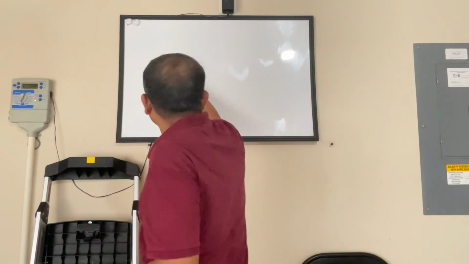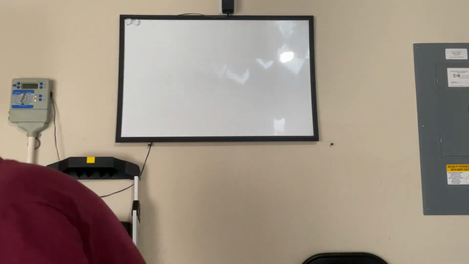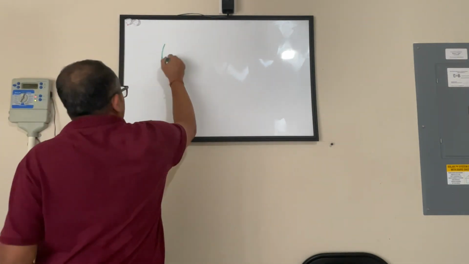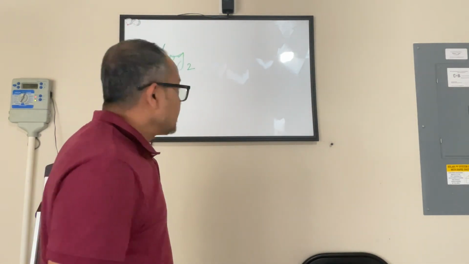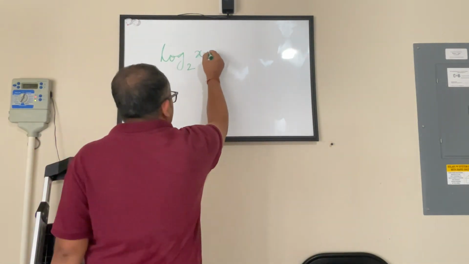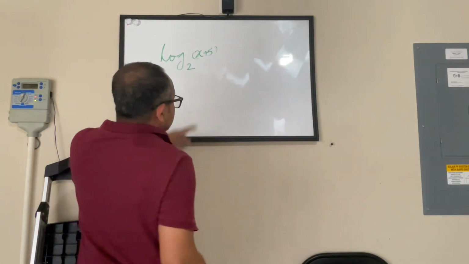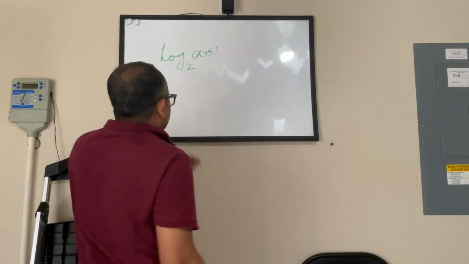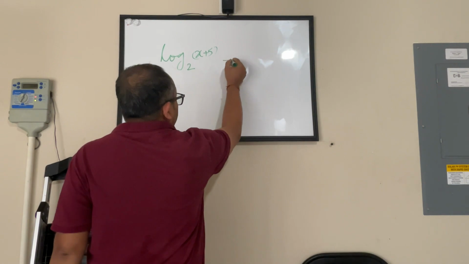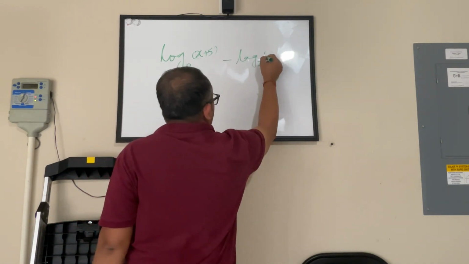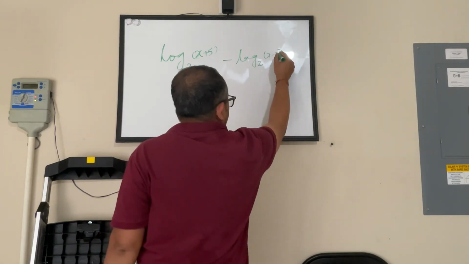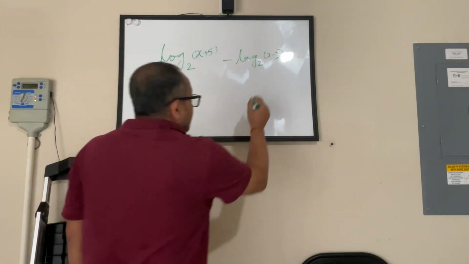Log base 2. Okay, I'll just throw this guy. I'm done with this. Log base 2 of x plus 5. This is how it is, right? Yes. Okay, and then minus log base 2 of x minus 2. This is in bracket, right? Yes. Equals to 3.